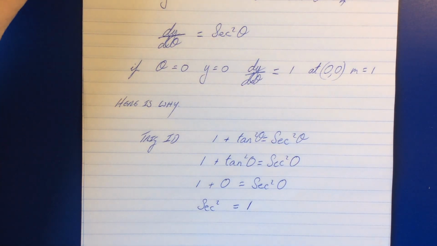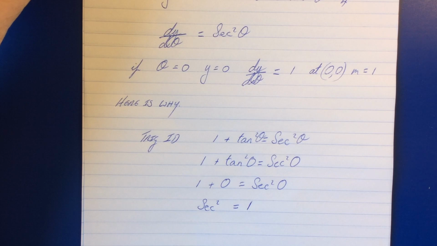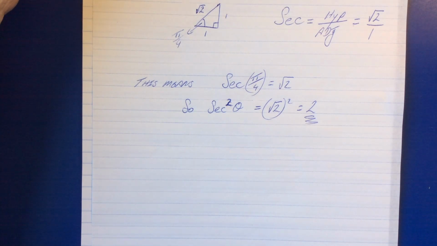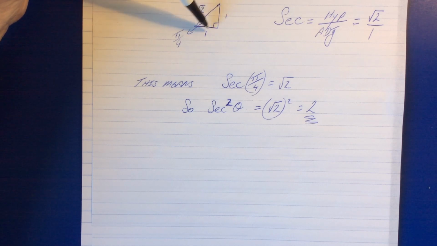Now, the second part of this is done slightly differently. So let's have a look at that. Remember, we were looking for the gradient of this function, y equals tan theta, where theta equals pi on 4. Now, the tangent of pi on 4 is 1. 1 over 1. There we are.